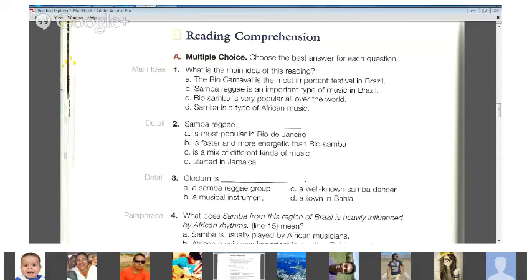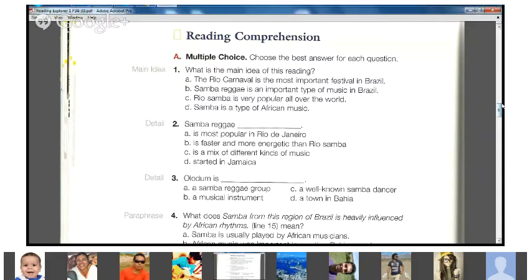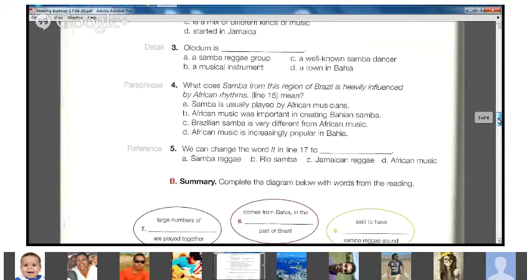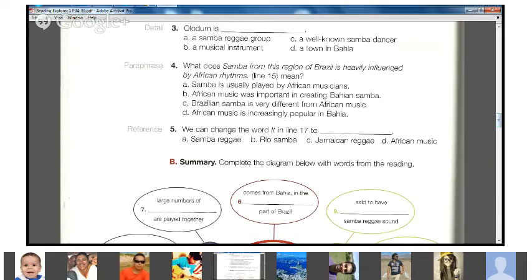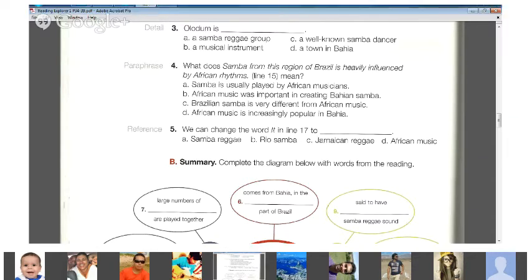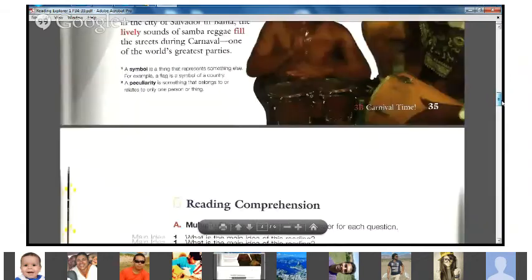All right. Then number two, they want me to finish a sentence. Number three, they want me to finish a sentence. Number four, they are asking me what heavily influenced means. And then in number five, they're asking me about the pronoun it. They're asking me, what does a pronoun do? All right, so now I have a general idea about what they're going to ask me, and I sort of know what's happening.